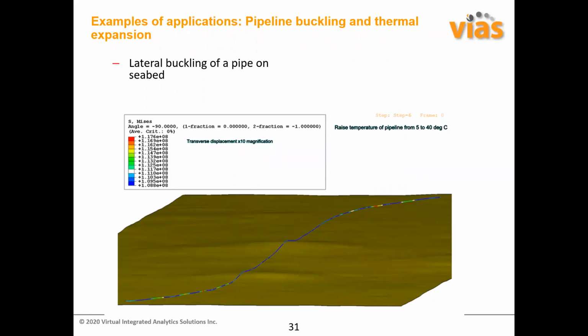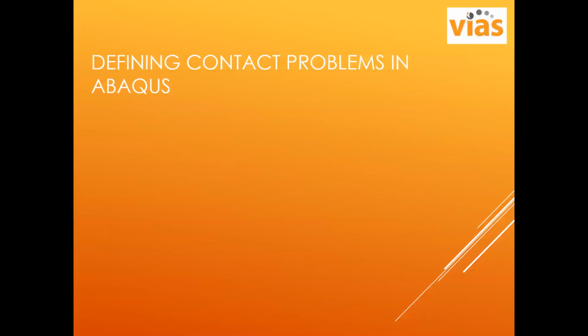Similarly, you can see this pipe lay analysis, which is the pipeline analysis, a very important problem for the subsea industry as well as for the onshore industry. The pipeline can undergo nonlinear buckling, large deformations and thermal expansion. And contact, it has contact with the rough seabed. So in general, it's a fairly complex problem to solve.